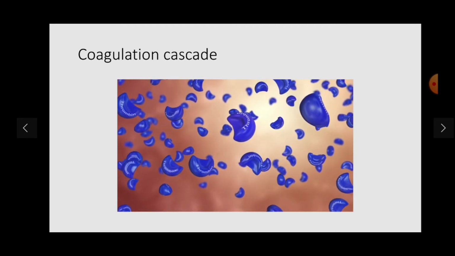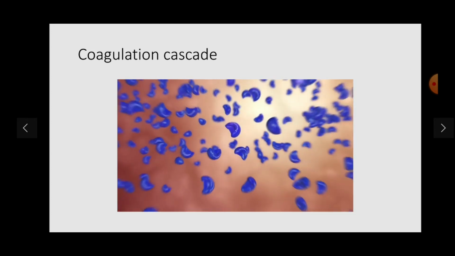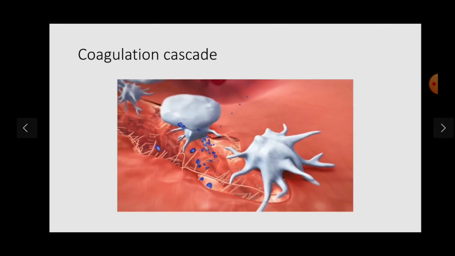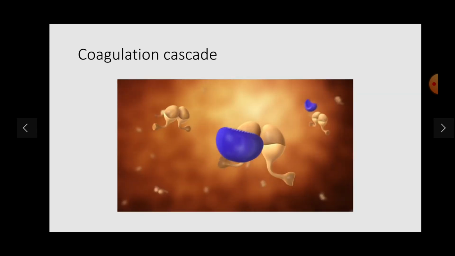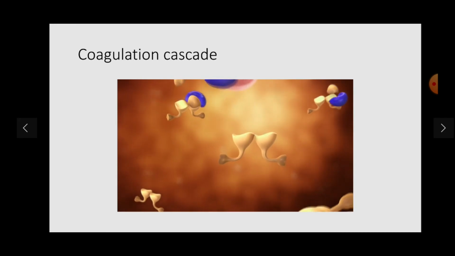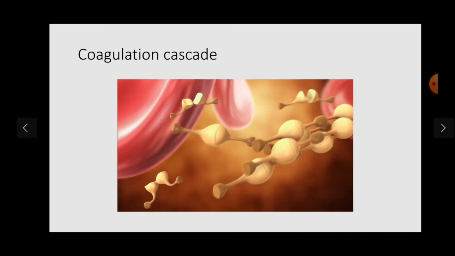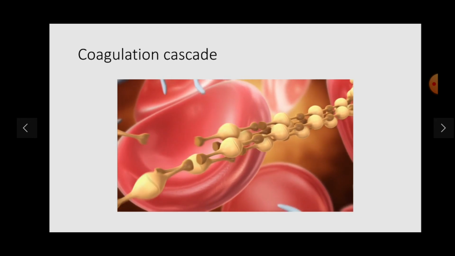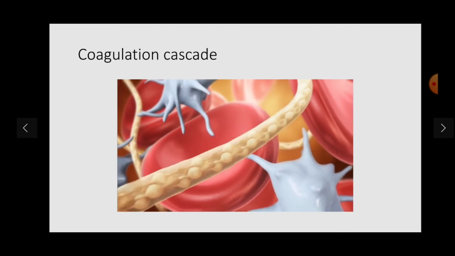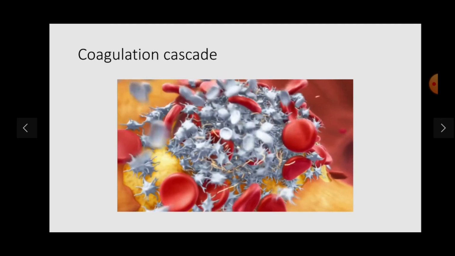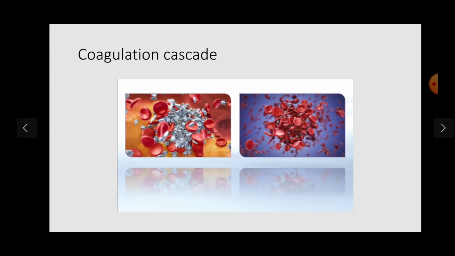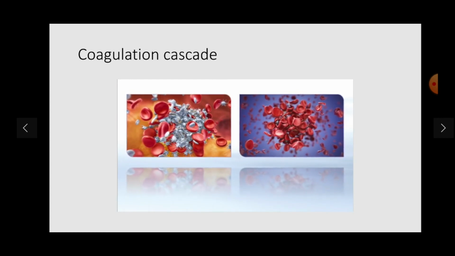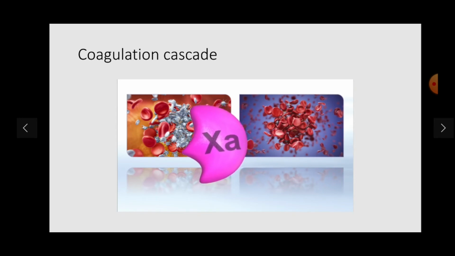Gradually more and more thrombin is formed, and as you all know, thrombin is a proteolytic enzyme which converts fibrinogen into fibrin. Fibrinogen is converted into fibrin monomers, and fibrin monomers can polymerize and form a fibrin meshwork. This fibrin meshwork is stabilized by factor 13, and all the blood components are gradually entrapped in it, and it forms a jelly-like mass which is known as a clot.